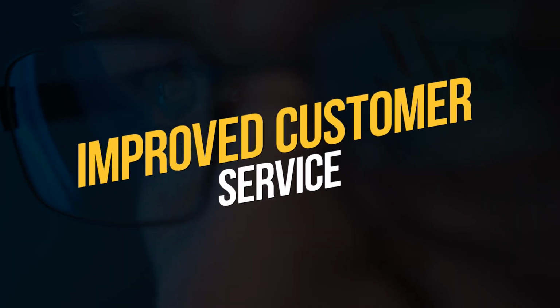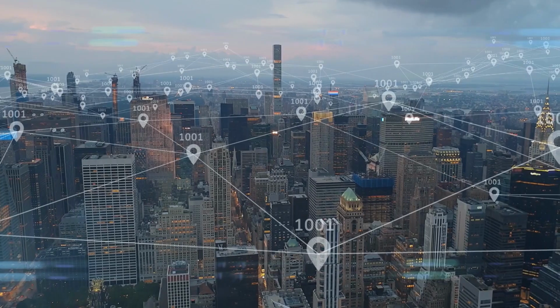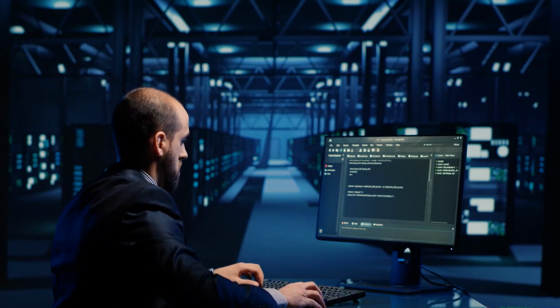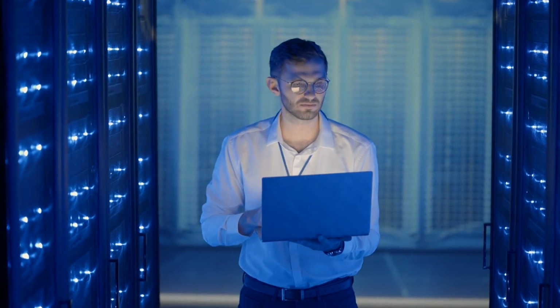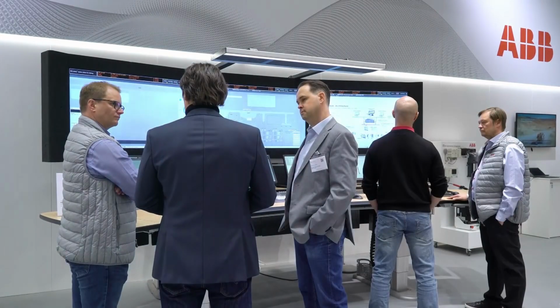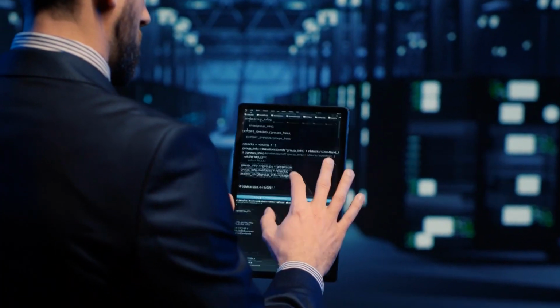Improved customer service. AI can help retailers provide better customer service in a variety of ways. For example, chatbots and virtual assistants can answer common customer inquiries quickly and efficiently. AI can also be used to analyze customer data and provide personalized product recommendations and marketing messages. This can help retailers build stronger relationships with their customers and increase customer loyalty.